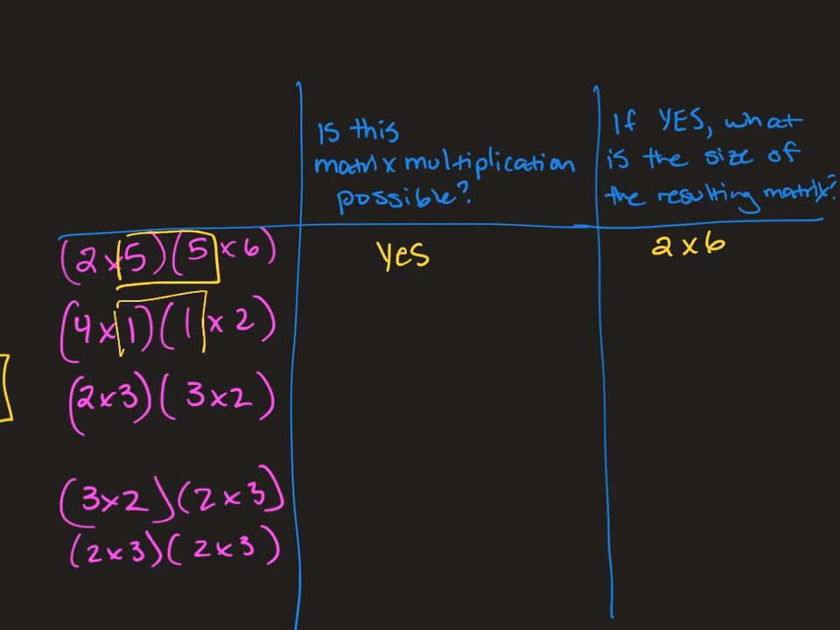Is this one possible? 4 by 1 times a 1 by 2. Also the answer is yes. And the resulting matrix will be a 4 by 2. Is this one possible? Also yes. Look at all these yeses that we have. And in this case, the resulting matrix is a 2 by 2.